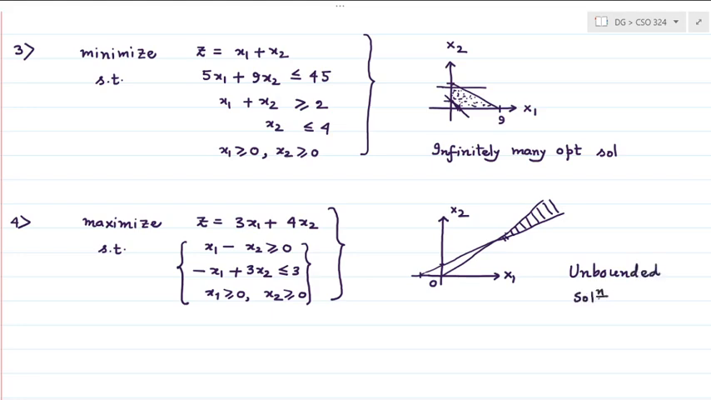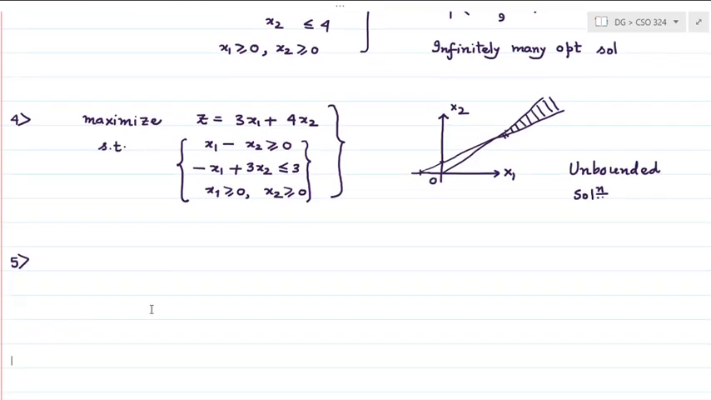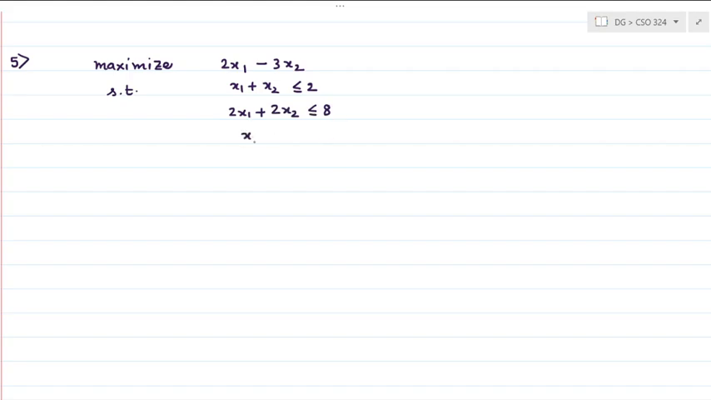Fine. Then next we'll consider a problem where you have to maximize z equals 2x1 minus 3x2 subject to x1 plus x2 less than or equal to 2, 2x1 plus 2x2 less than or equal to 8, together with the non-negativity restrictions.